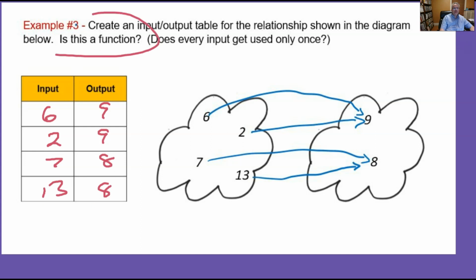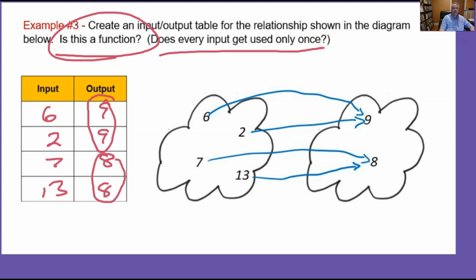So the question is, is this a function? Does every input get used only once? And actually, the answer is yes. No input gets used twice. It's okay for them to share an output. It's okay for an output to get used more than once. It's just no input can be used more than once. Again, the set of inputs is called the domain, and the set of outputs is called the range. Every element of the domain is sent to exactly one element of the range.